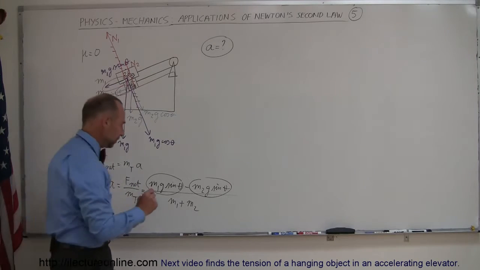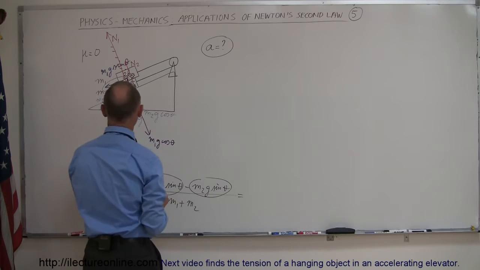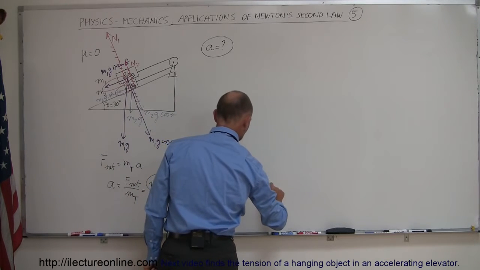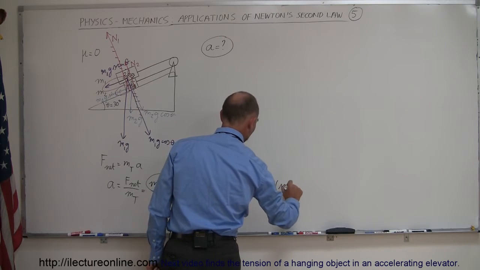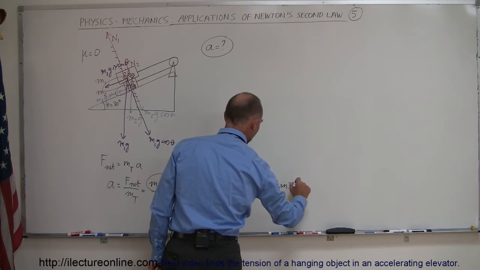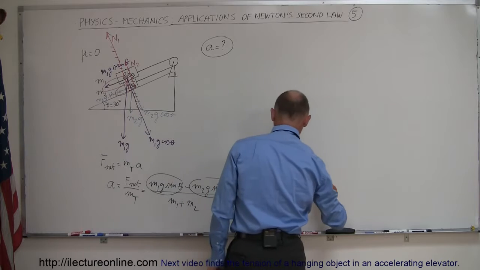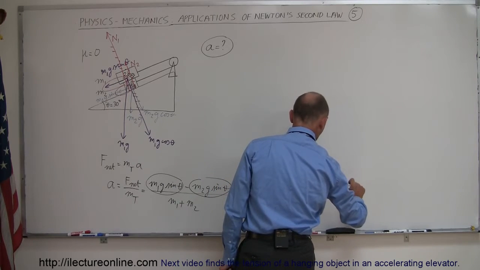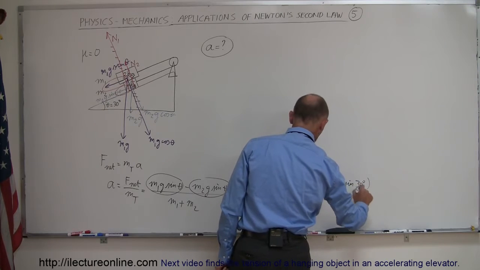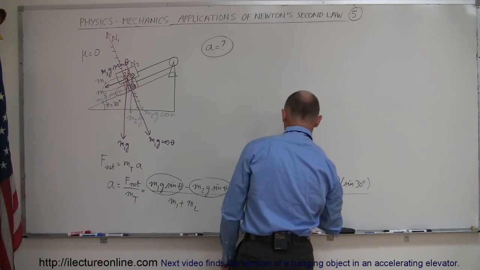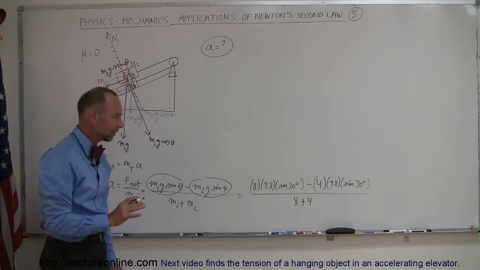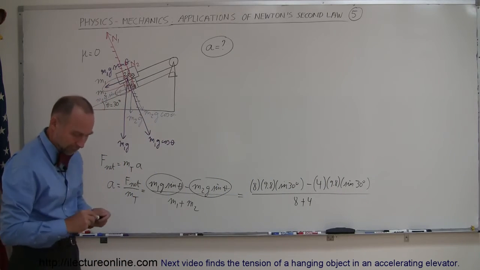Plugging in the numbers at this point, m1, that would be 8 times g, 9.8, times the sine of 30 degrees, minus m2, which is 4, times 9.8 times the sine of 30 degrees, all divided by 8 plus 4. Again, I left the units off because it makes it a lot quicker and cleaner to work with these numbers.